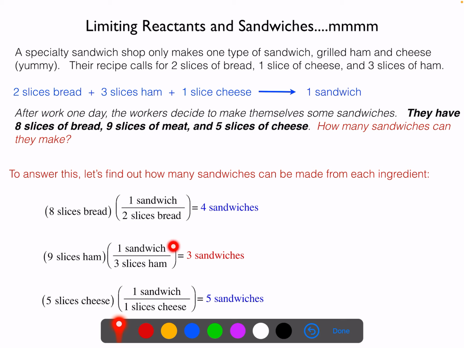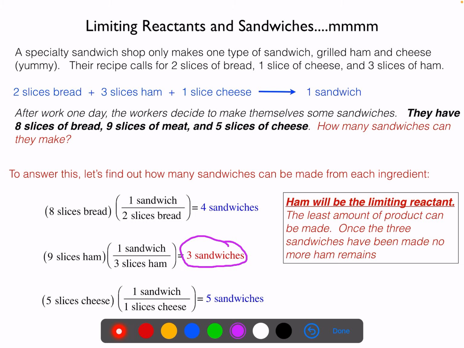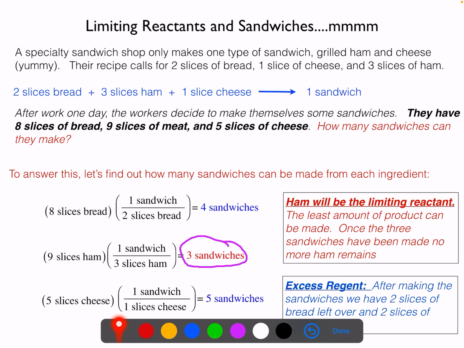Now we can't make all of these sandwiches, but what we'd say is the ham limits us. We can only make 3 sandwiches based on the ham. Ham is our limiting reactant, right? Ham limits the amount of sandwiches we can make. So we can only make 3 sandwiches, which means we're going to have extra bread left over, right? Because we'll only use 6 slices of bread, so there's going to be 2 extra slices of bread. And we can only make 3 sandwiches, so there's going to be 2 slices of cheese left over. So the bread and the cheese in this case are the excess reagents.